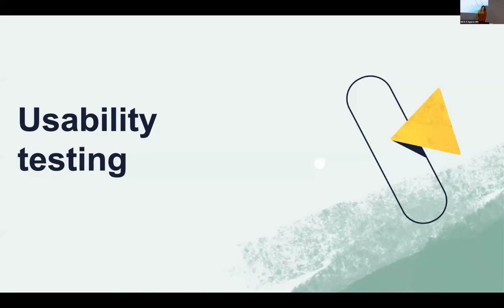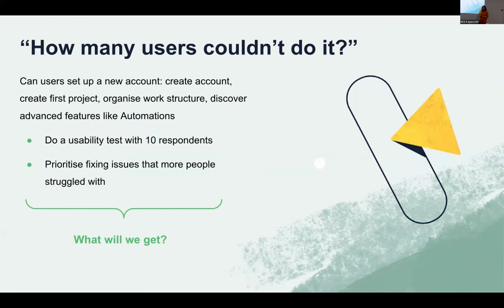Usability testing is our second topic. I think this is also a super widely used research method that a lot of companies utilize for many purposes, and it's quite common. There are many mistakes you can make while doing usability testing. I want to talk about one specific. This is the question when you've done usability testing and someone asks, how many users face this problem?